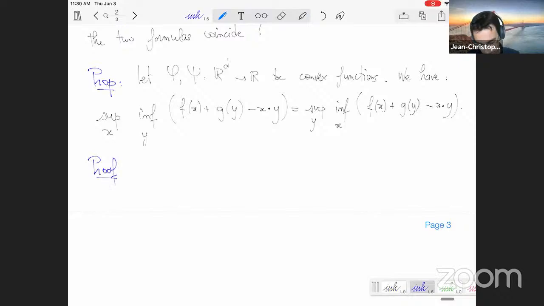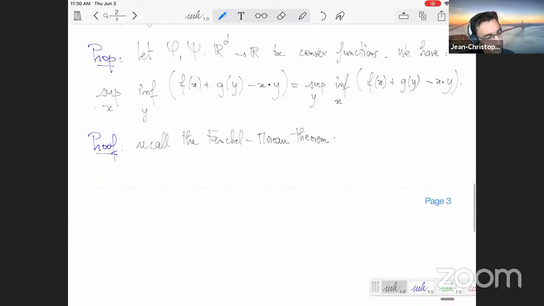So here is the proof. So recall the Fenchel-Moreau theorem. Oh yeah, I wanted to make another remark. I'm going to also make a remark later. F of x is equal to the dual of the dual.